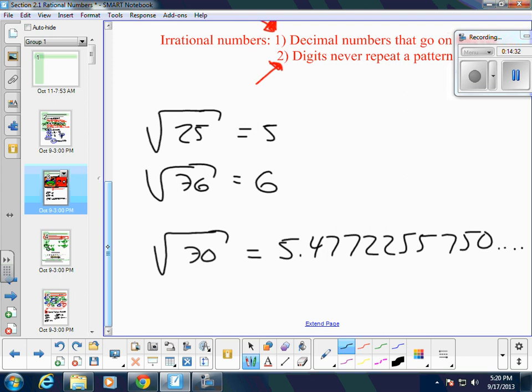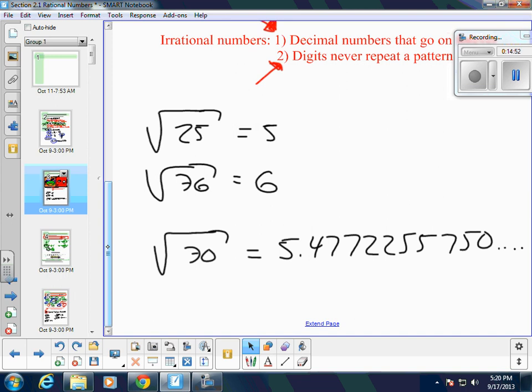5.47722555750... Again, there are a few numbers that double up in there, but there's no real repeating pattern like 0.3 repeating, where it's 333 over and over again, or some other number like 0.12 with the 12 repeating over and over. So it's not a repeating pattern. This is how I know it's an irrational number.